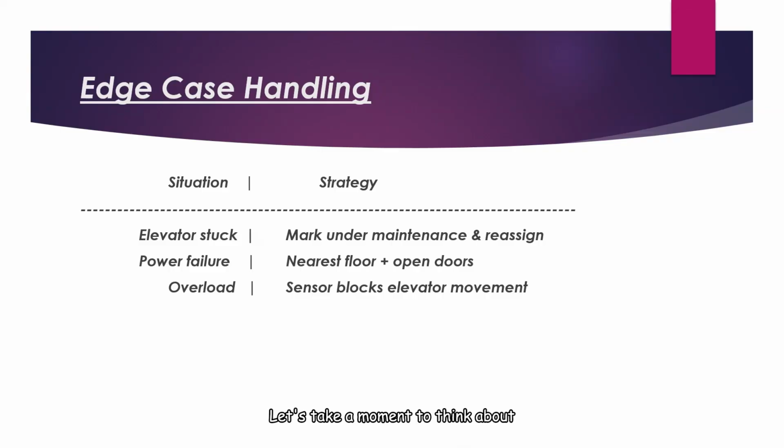Let's take a moment to think about some potential edge cases that our system might encounter. Elevator breakdown. If an elevator malfunctions, we think to mark it for maintenance and reroute requests to the other elevators. Power failure. In the event of a power outage, we will need a strategy for the elevators to return to the nearest floor and unload their loads.